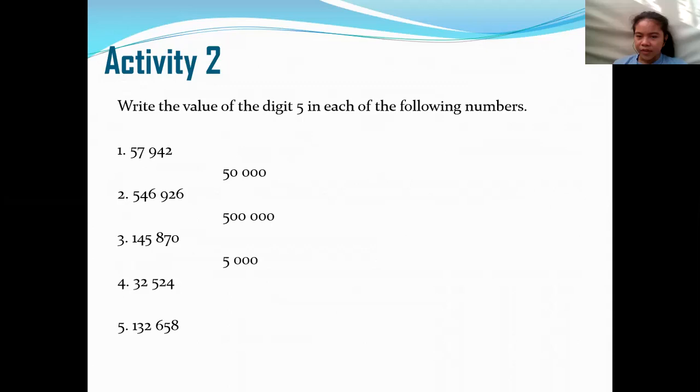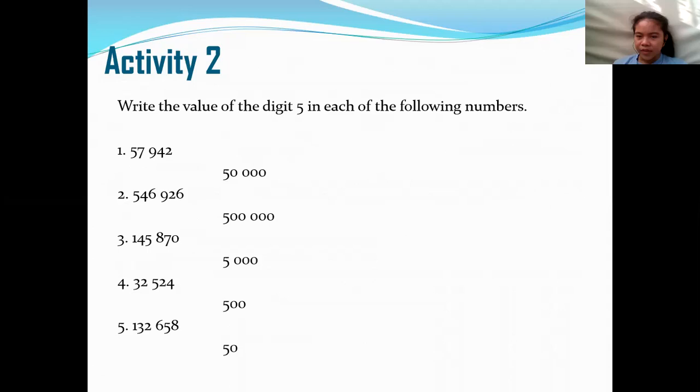Next, number 4, 32,524. The 5 is in the hundreds place, so the value is 500. Next, last number 5, 132,658. The value of 5 is 50.